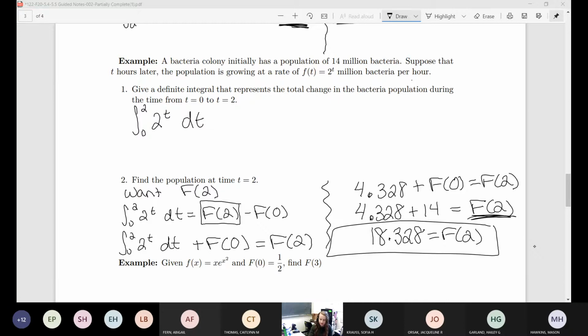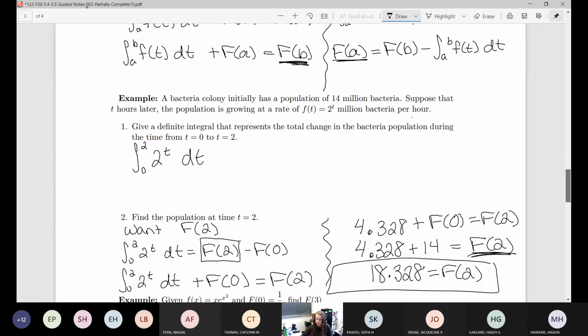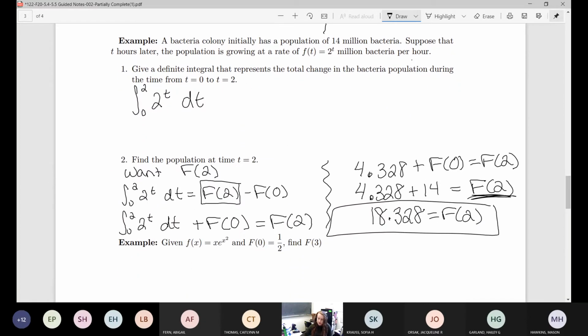So remember, what we're doing in 5-5 is we're essentially using the fundamental theorem of calculus to be able to solve for the value of the antiderivative at a certain point. So essentially, we need to know the integral value and we need to know a value of the antiderivative. But besides that, we can find essentially whatever value we want, really. So in this one, we were essentially told that an initial population for this bacteria colony was 14 million bacteria, and we were given the rate that it was growing by. So the first thing we wanted to do was just set up that definite integral.